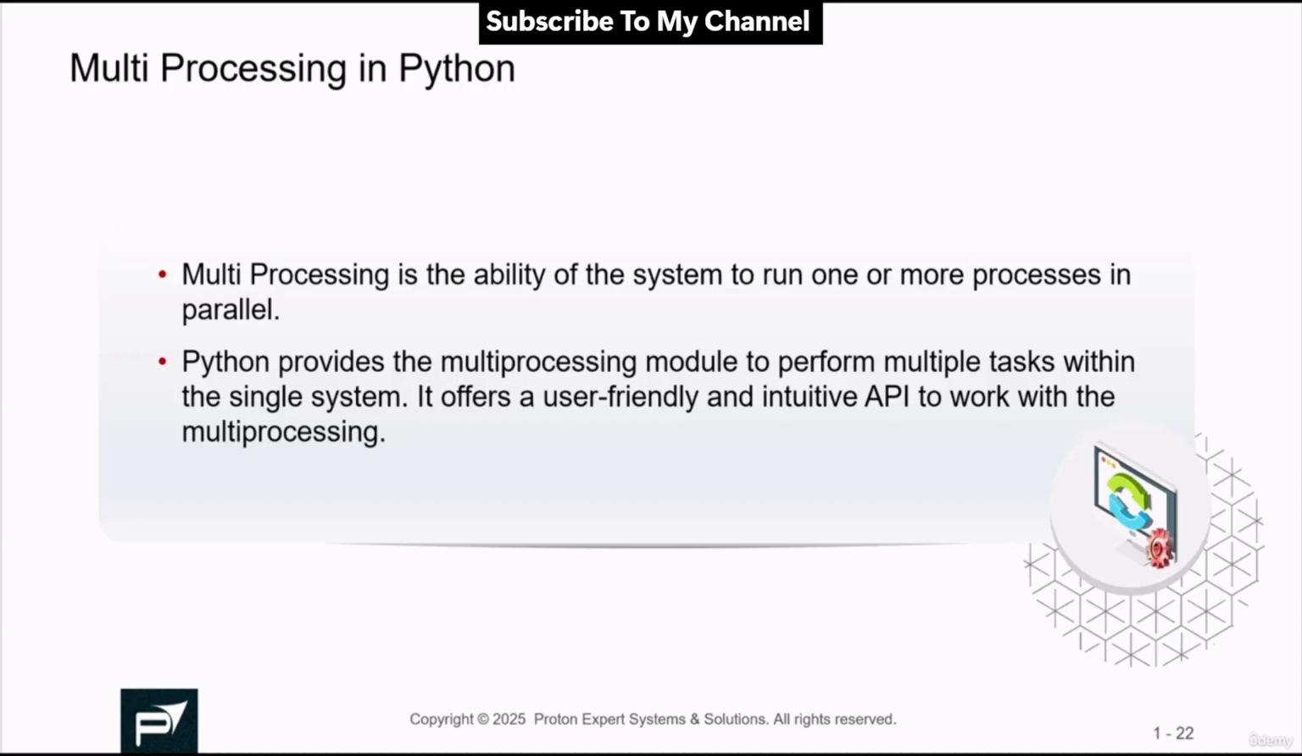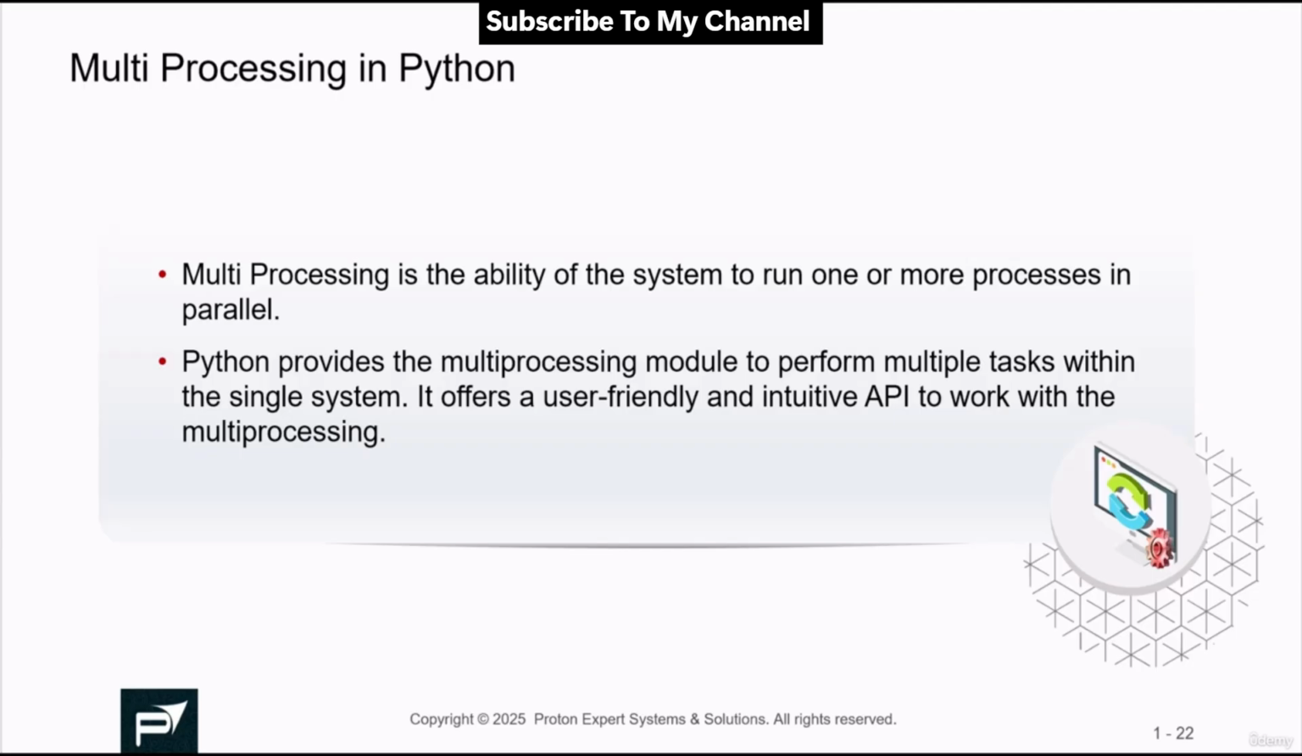Let's see what is multiprocessing in Python. Multiprocessing is the ability of the system to run one or more processes in parallel. Python provides the multiprocessing module to perform multiple tasks within the single system. Multiprocessing is essential to perform the multiple tasks within the computer system.